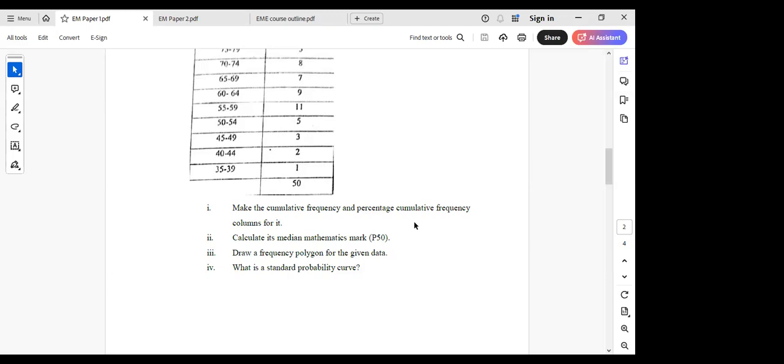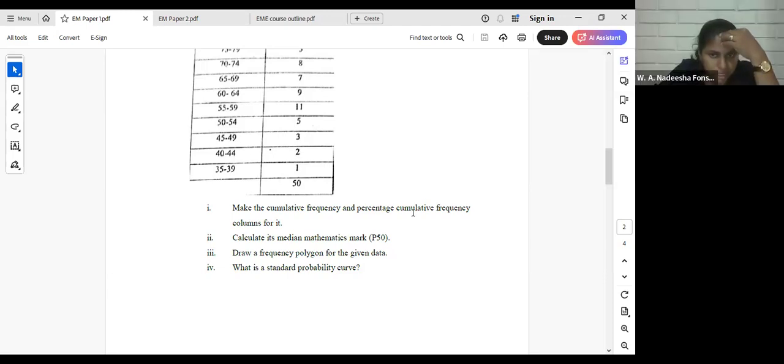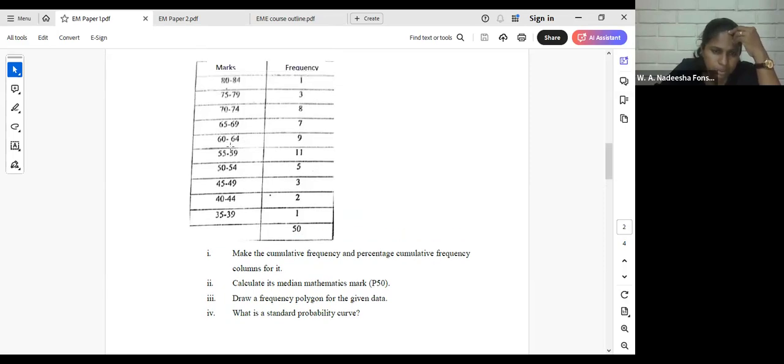First, we have to take the real limits. So no need to draw a particular column here. Just draw the x-axis and mark the real values. That's enough. No need to start from 0 here. You can start from 30 like that.